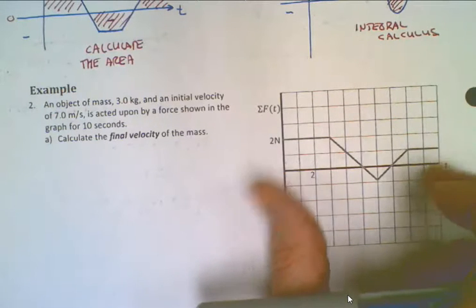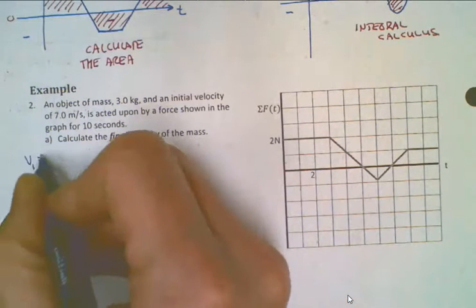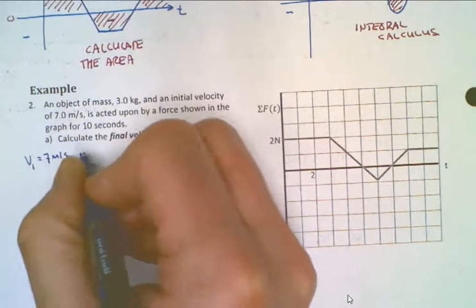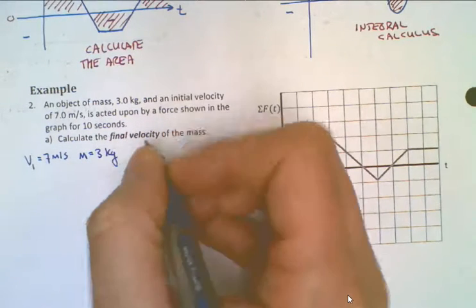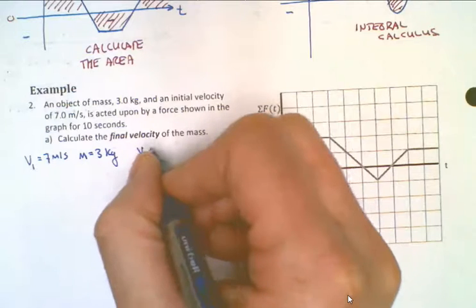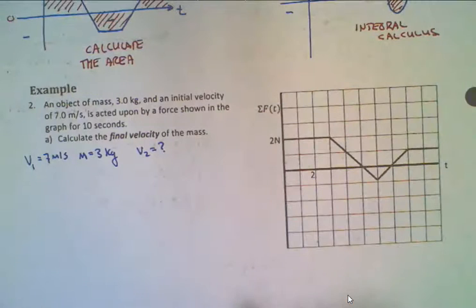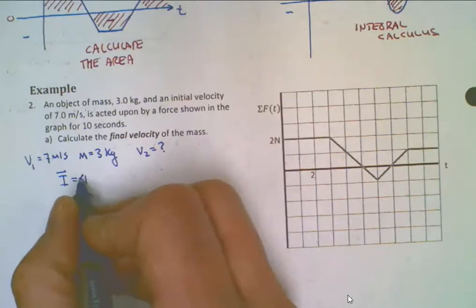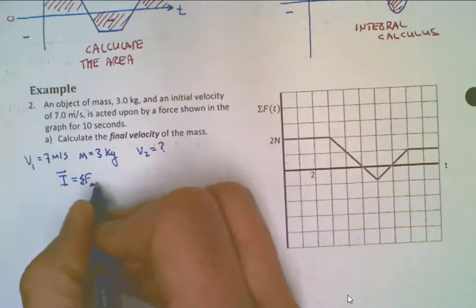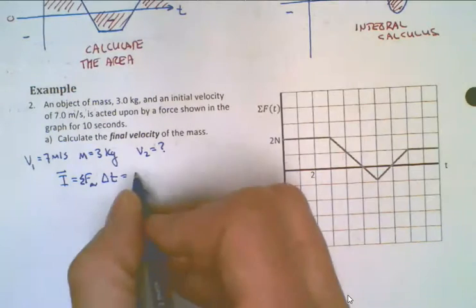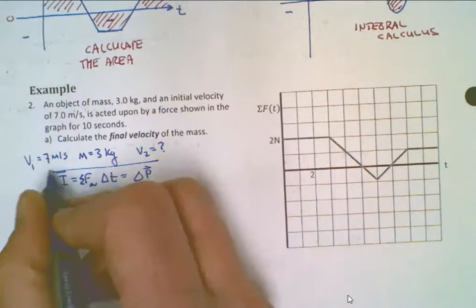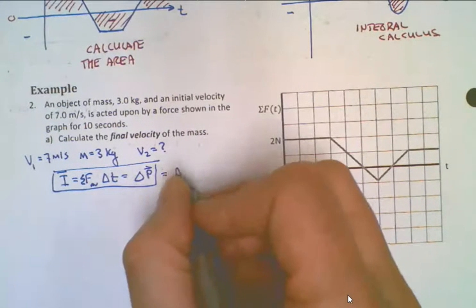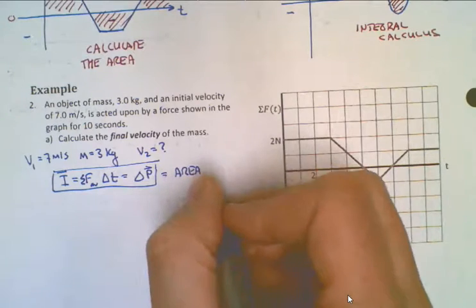So what we start with is we know that V1 is 7 meters per second. We know the mass is 3 kilograms. And we know that we're trying to solve for the final speed. We know that the average net force acting over time is the change in momentum. So we know the equation that we're going to invoke here. And we know that this just equals the area under the curve.